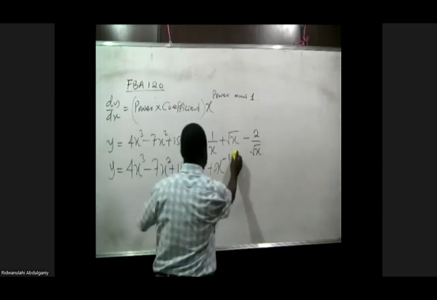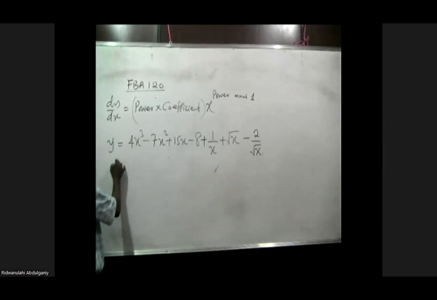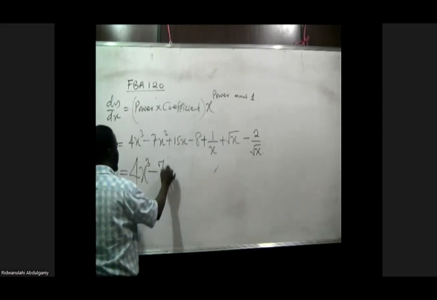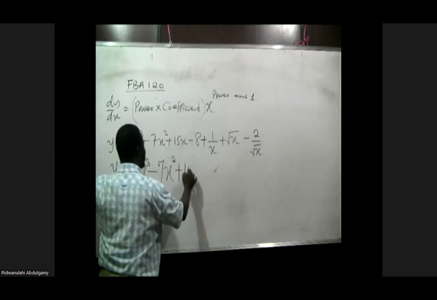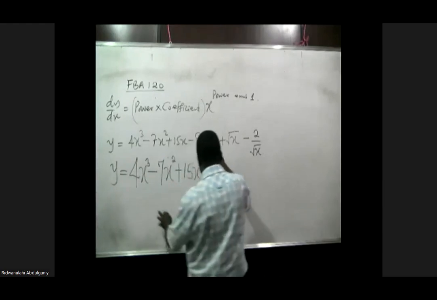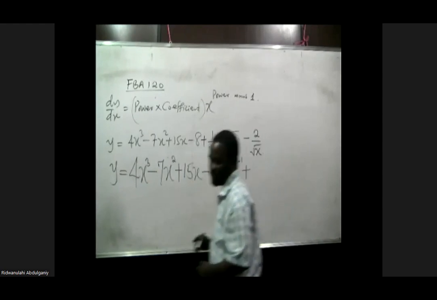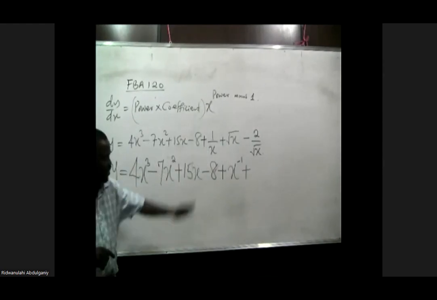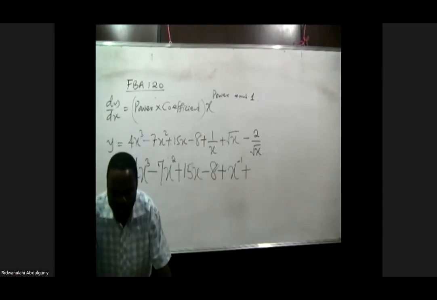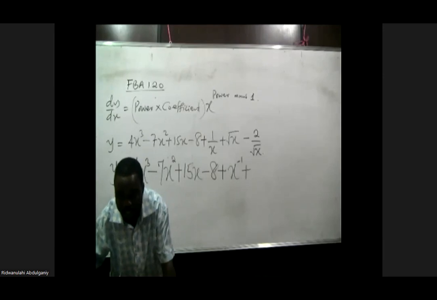Let me write, sorry. y equals 4x cubed minus 7x squared plus 15x minus 8 plus, by the law of indices here, x raised to power minus 1. I have done that one. The next one, what will be the power of x? Anybody, please? If you know, it's the chat room, and if you want to say the answer, you can raise your hand. What should be the power of x?